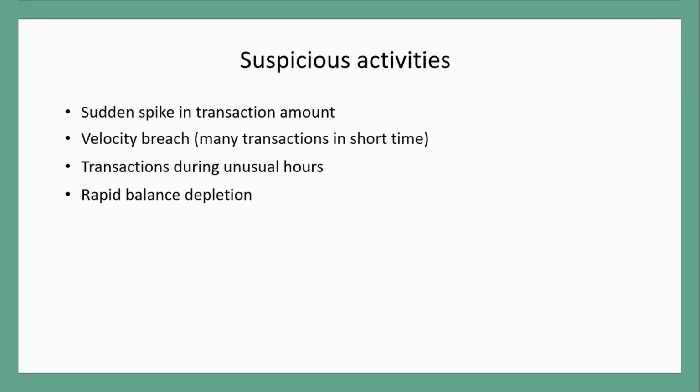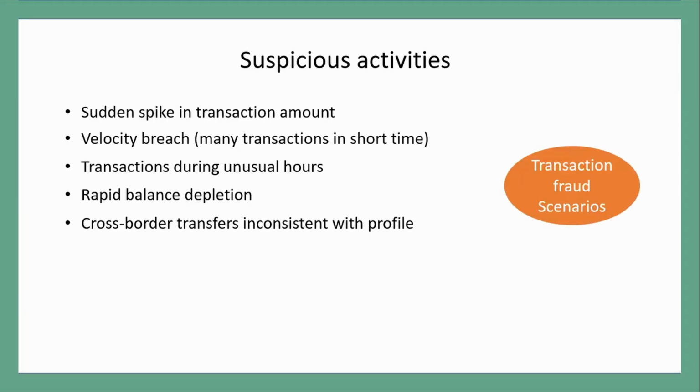Another example is rapid balance depletion. So individual transaction may not be a big amount, but you see that within 30 minutes, the account has gone down by 50% or 70%. Account balance, I mean. Or if there is a cross-border transfer happening, which is inconsistent with profile. So customer profile doesn't suggest any kind of payment transfer outside the country. So these are examples of suspicious activities which we should be able to detect in the fraud management solution.